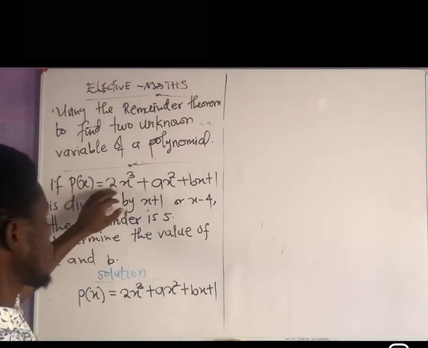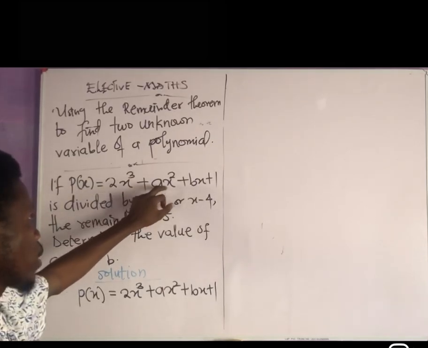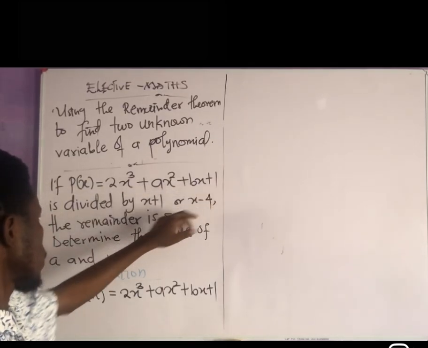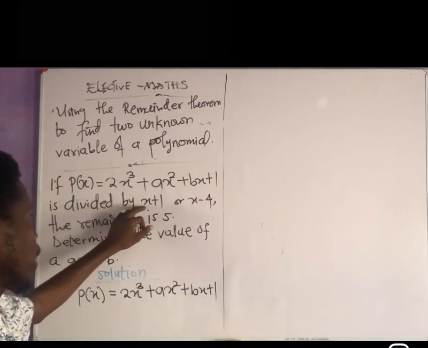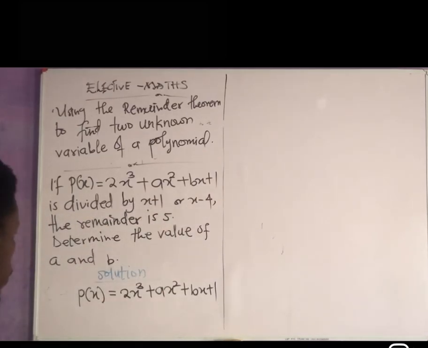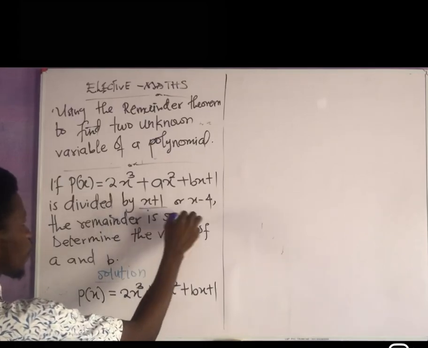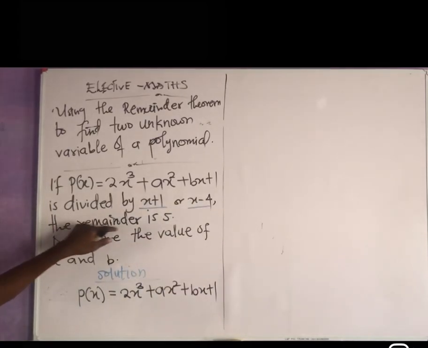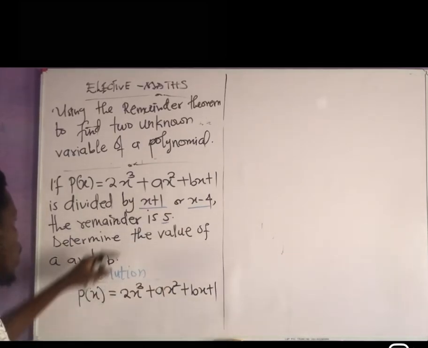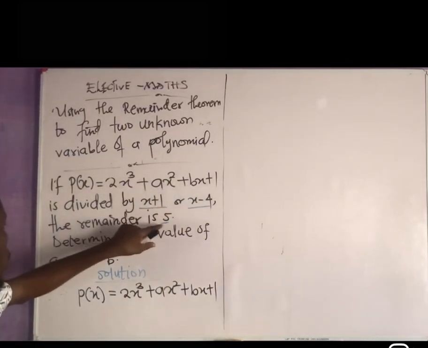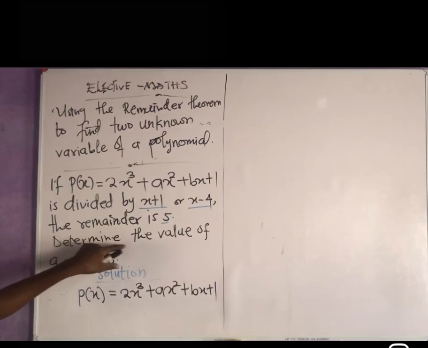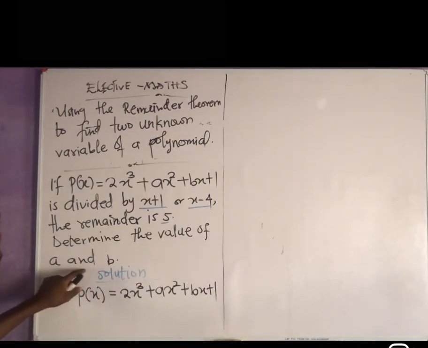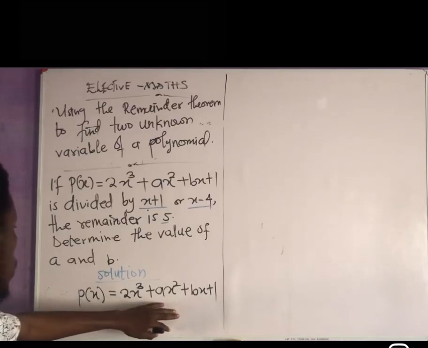If p of x equals 2x cubed plus ax squared plus bx plus 1 is divided by x plus 1 or x minus 4, the remainder is 5. It means that this and that, the remainder is 5. Determine the value of a and b. Alright, so this is our solution. Let's start with this.